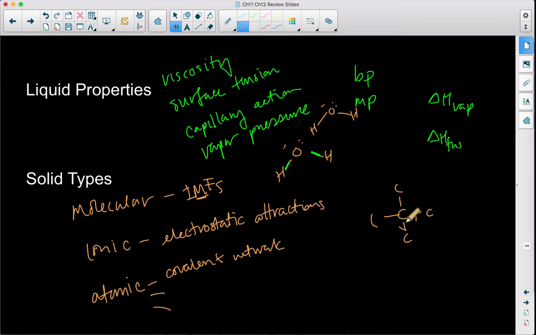Here, if my entire compound is held together by covalent bonds, it's going to be a much stronger force of attraction, which means that things like diamond, being the classic thing to think about, have really high melting points. They are very strong. Diamonds are used in all sorts of drill applications because they are so strong and their melting points are so high. So we have our covalent network compounds.